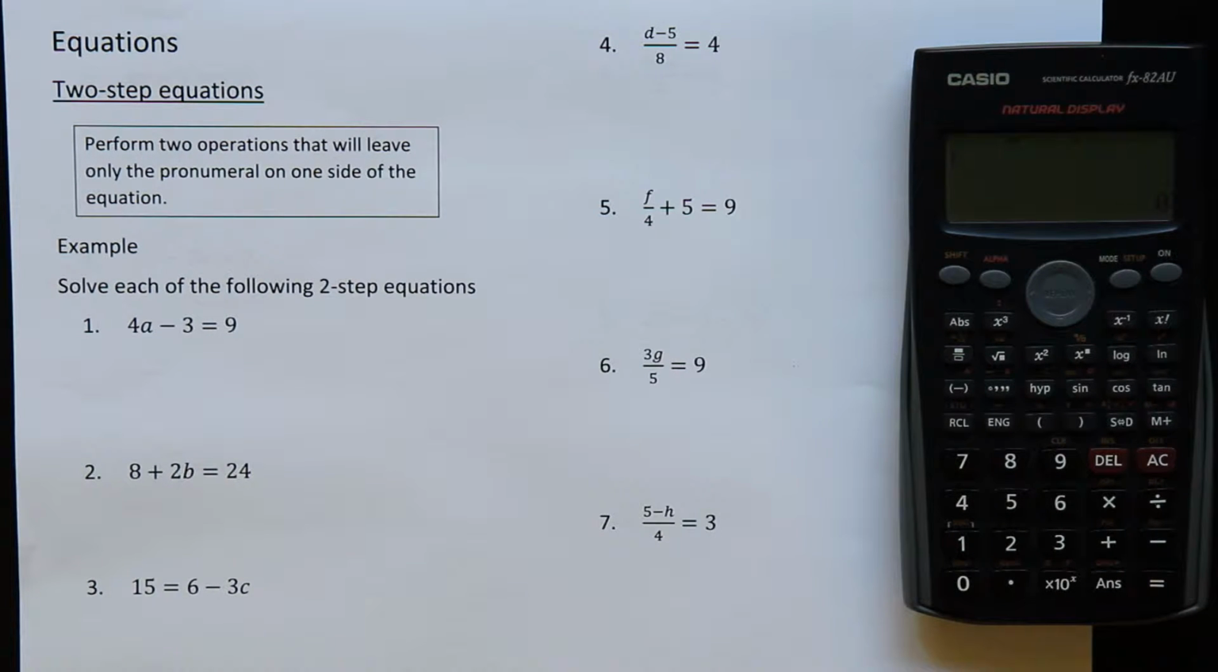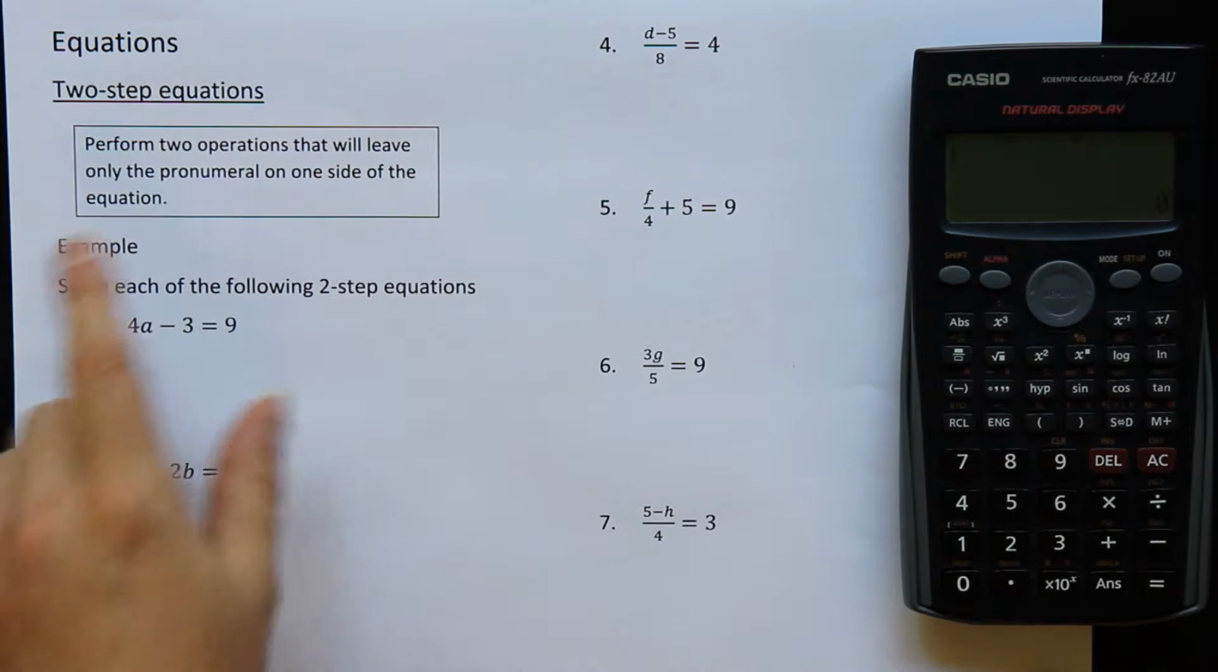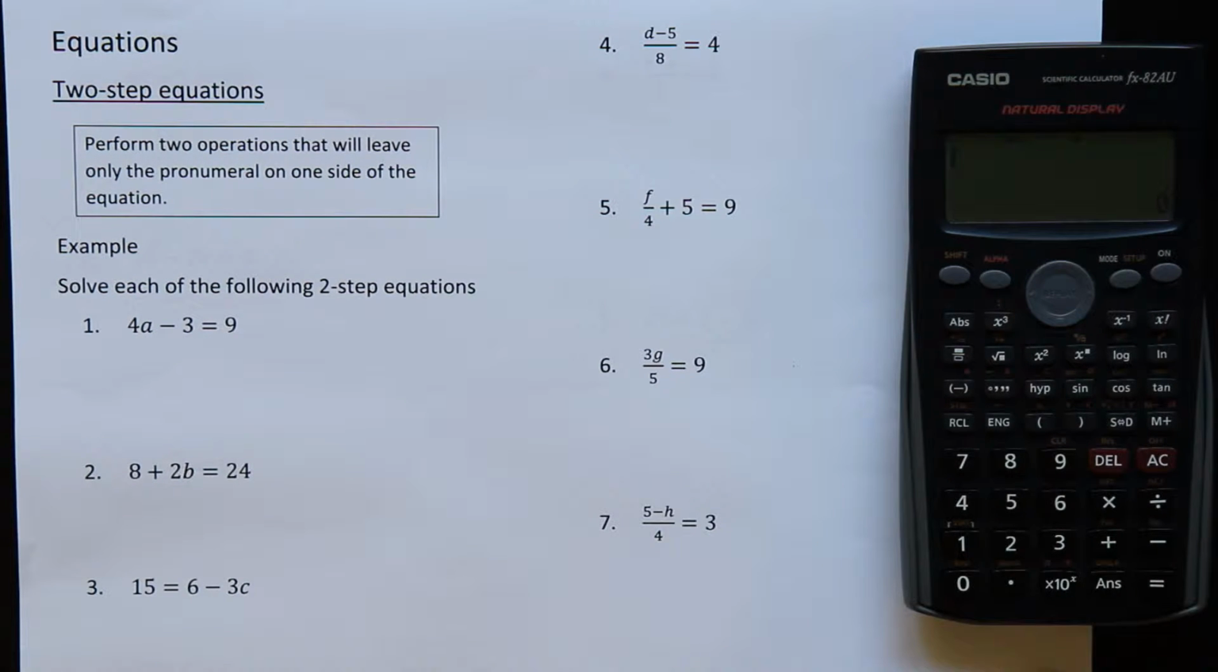Today we're going to be doing two-step equations. Hopefully you have done some one-step equations before. Perhaps you watched my video on one-step equations and you're ready to take the next step to do two-step equations. One-step equations involve moving one number away, moving it to the other side to solve the equation. So you can probably guess that two-step equations means that you need to perform two operations that will leave the pronumeral on one side of the equation by itself.